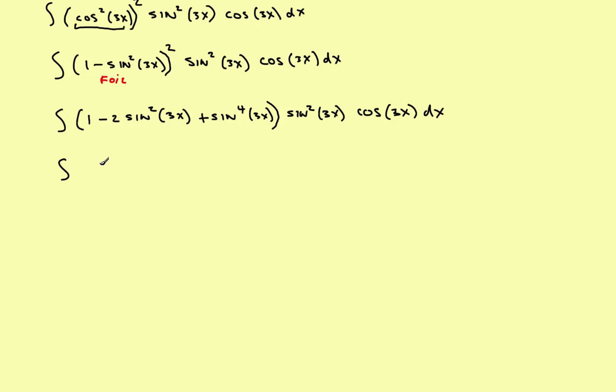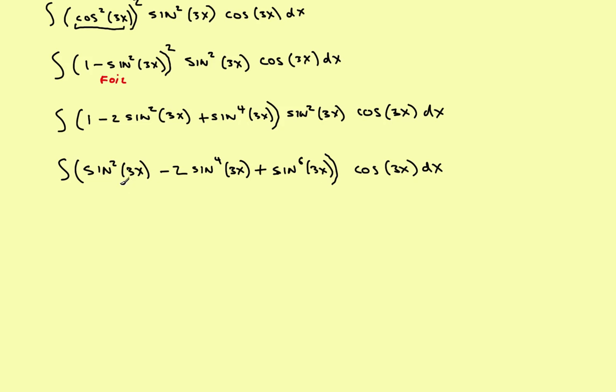So this will be the integral of, now 1 times the sine squared would give you the sine squared of 3x. Then you've got minus 2. Then sine squared times sine squared would give you sine to the 4th of 3x. And then finally, sine to the 4th times sine squared would give you sine to the 6th of 3x. So the sine to the 6th power of 3x. And put parentheses around that, and then you've still got this cosine of 3x sitting out here.